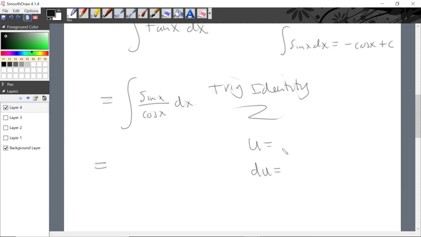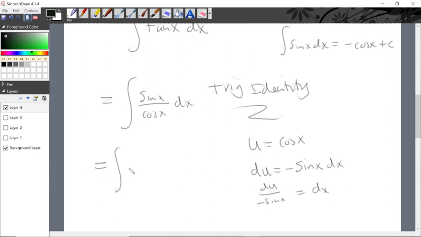What can we choose? We can choose u is equal to the cosine of x, the one in the denominator. Then the derivative of that is similar to the numerator, right? It would just be negative, negative the sine of x dx. And if you choose, you can solve this for dx. You get dx equals du over negative sine x.